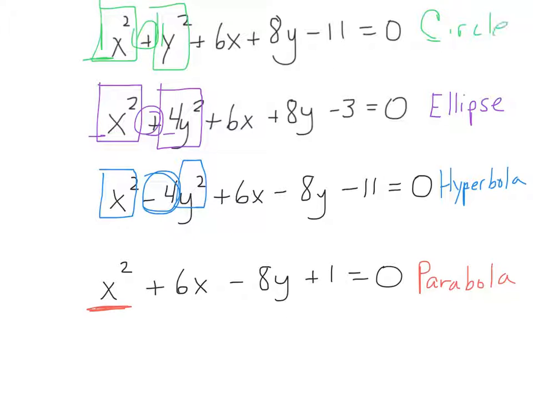And that's how we can tell from our general form which type of conic section it is. From any of those, we'd have to complete the square to get it into standard form to be able to graph it.